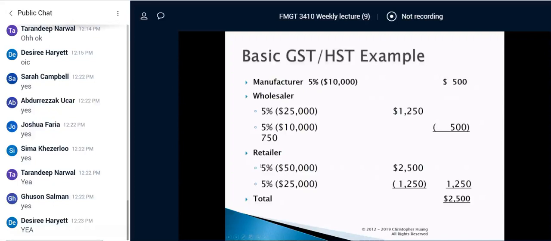Okay, now you're the retailer. Again, your cost is only $25,000. Why? Because yes, you paid $1,250 GST, but you're going to get this $1,250 back. Now you sell this for $50,000 to a consumer. Well, now you're going to say, okay, I'm going to charge the end consumer $2,500 GST. I'm going to net remit to the government $1,250. Okay, so total tax paid overall on this transaction is $2,500 from cradle to grave.